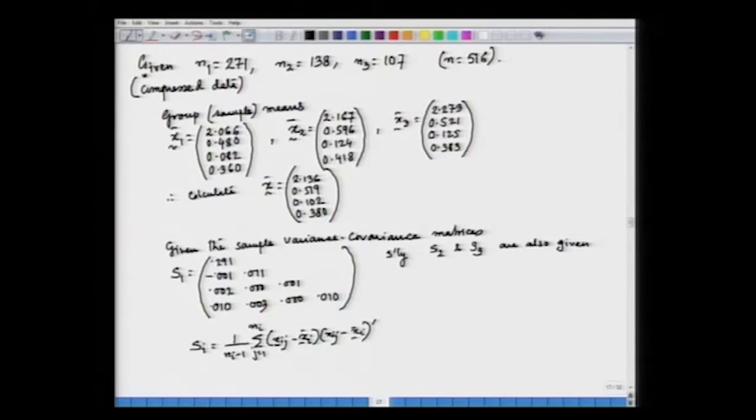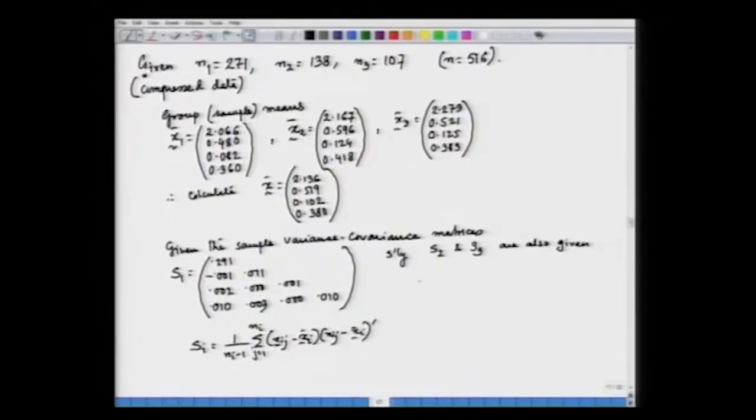What I need after this, just as after the group means I calculated the overall sample mean, is to calculate my within matrix, for which I need each of these individual sample covariance matrices, so that I am able to calculate the within variability matrix, which we have denoted by W. I am interested in W and B, because these two matrices are the ones that appear in the likelihood ratio criterion lambda star. So basically I have to arrive at these two.